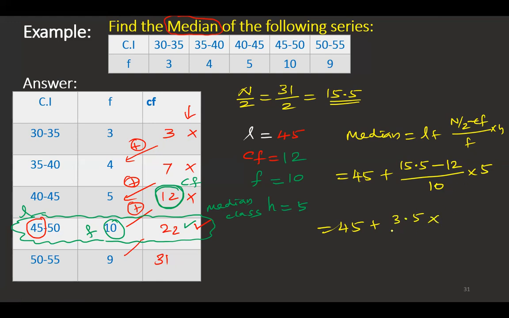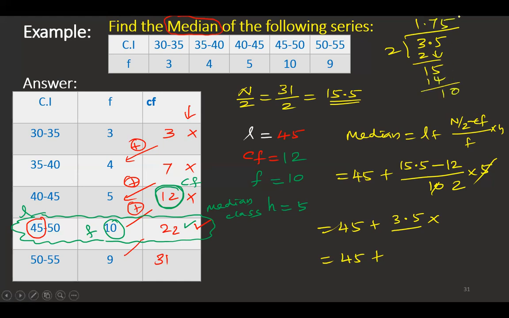So now 5 I'm not writing it here. I will cancel this by 2. So I get 2 here. So now 45 plus, I'm going to find out what's 3.5 divided by 2. 1 2s are 2, then 1, then I'm having 15. So I'm having 0.7. Okay, then 1 that I'm having, so 1.75. So I'm writing 1.75. Then my median value comes around 46.75. That is your answer.